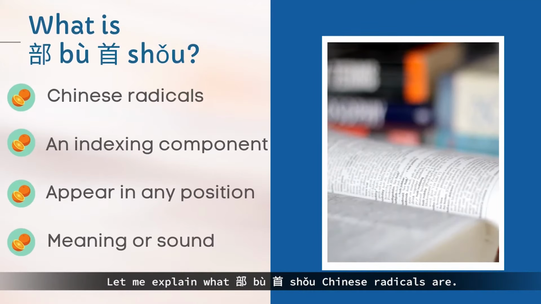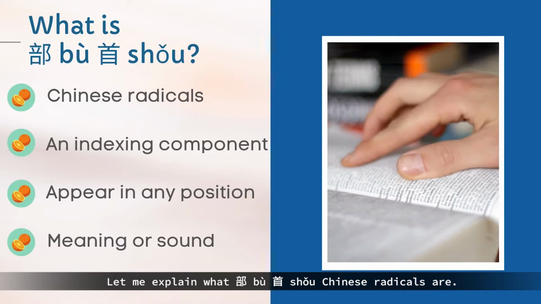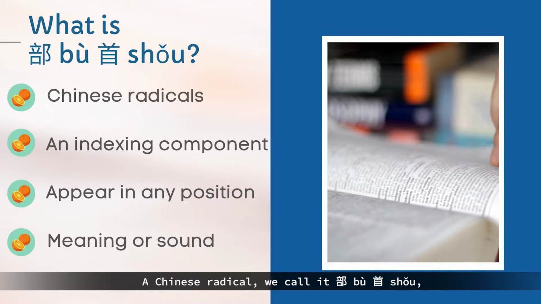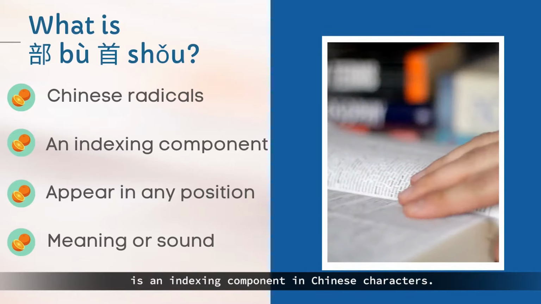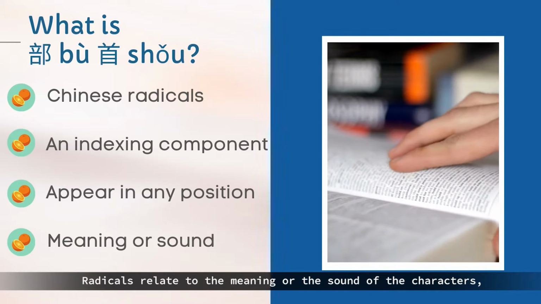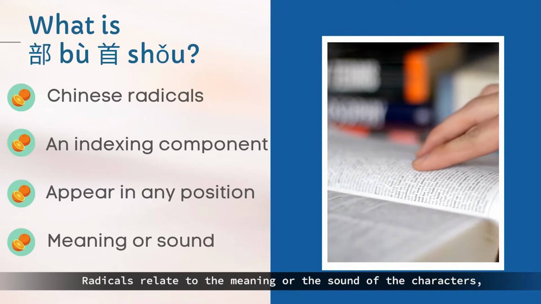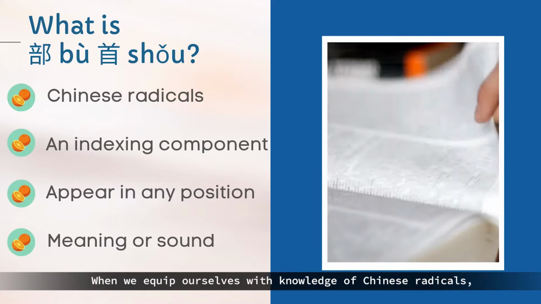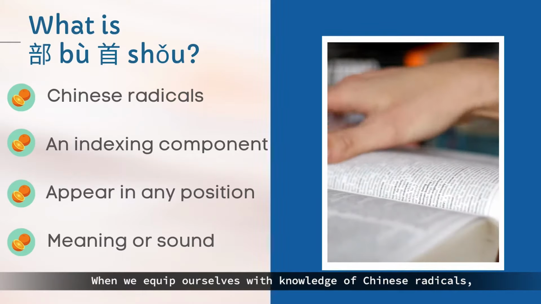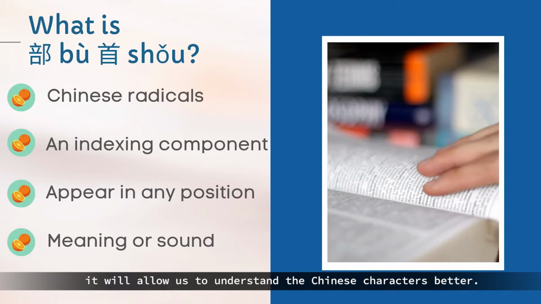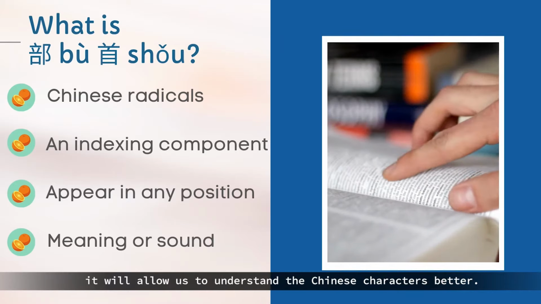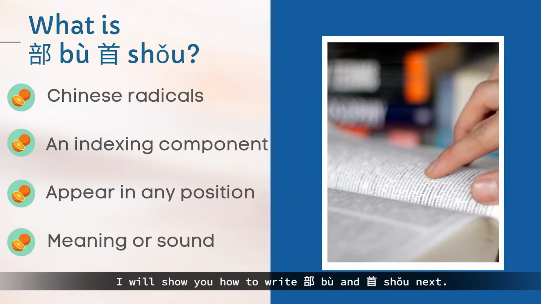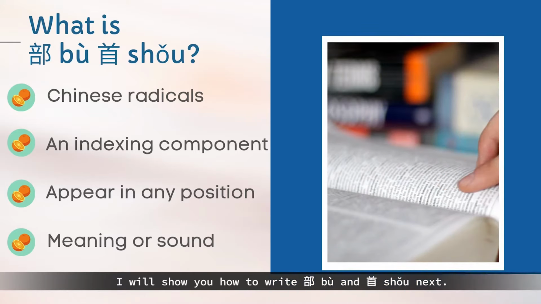Let me explain what 部首 Chinese radicals are. A Chinese radical, we call it 部首, is an indexing component in Chinese characters. Radicals relate to the meaning or the sound of the characters, and we look them up in the dictionary. When we equip ourselves with the knowledge of Chinese radicals, it will allow us to understand the Chinese characters better. Sounds good? You are in the right place. I'll show you how to write 部首 next.